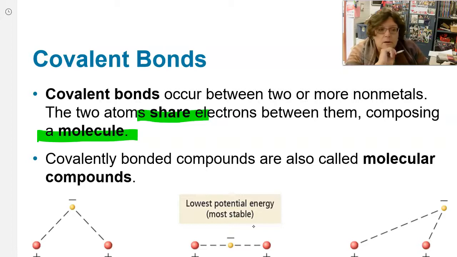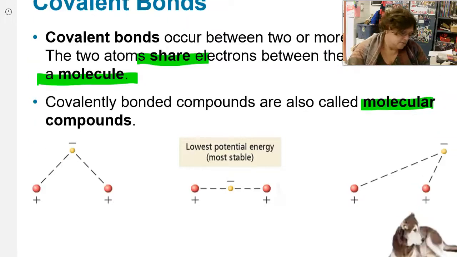Covalently bonded compounds are also called molecular compounds because they make molecules. So ionic compounds are not molecular. They do not make molecules. Covalent compounds do.